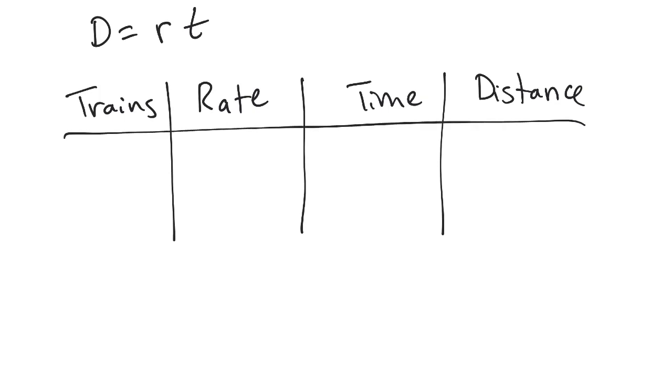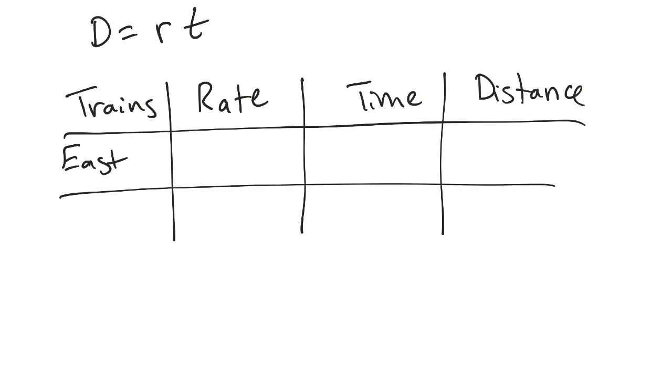So our two trains, we have our eastbound train and our train that's going west. And we know that the one that's going east is going 60 miles per hour. The one that's going west is going 80 miles per hour. Now, the time, we don't know that. That's what we're trying to find. So go ahead and put an X for each time.